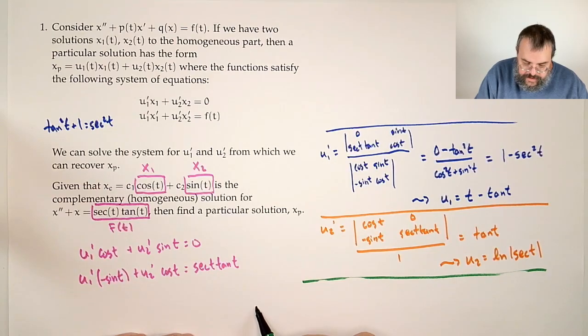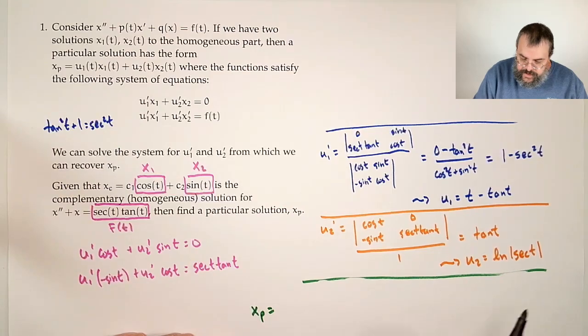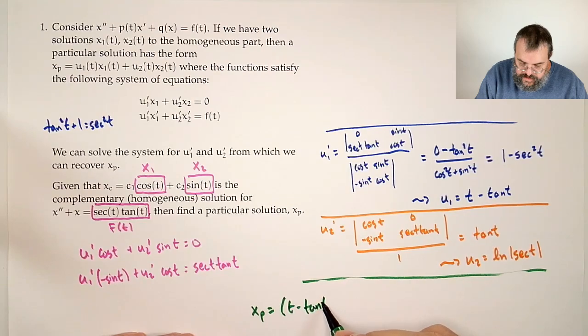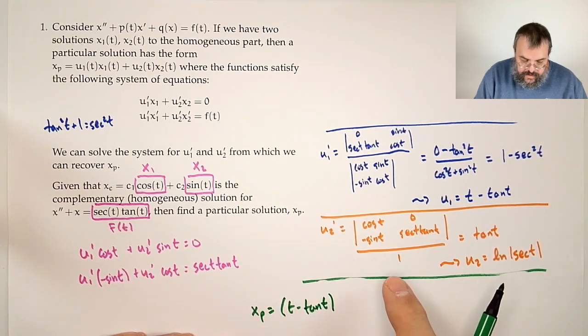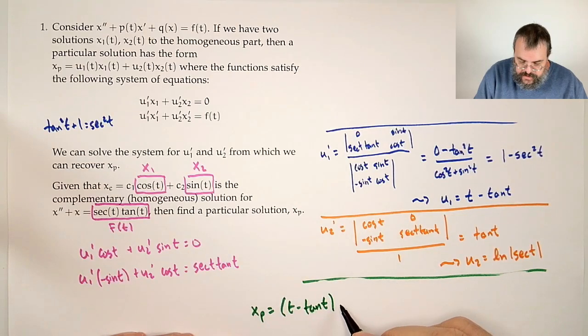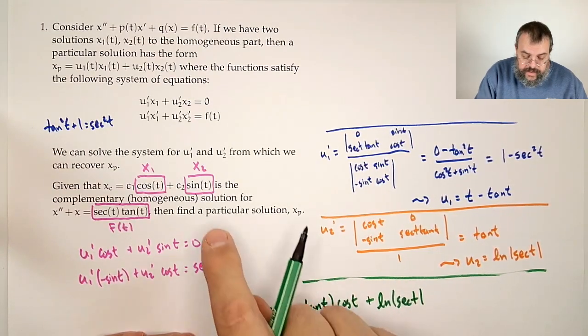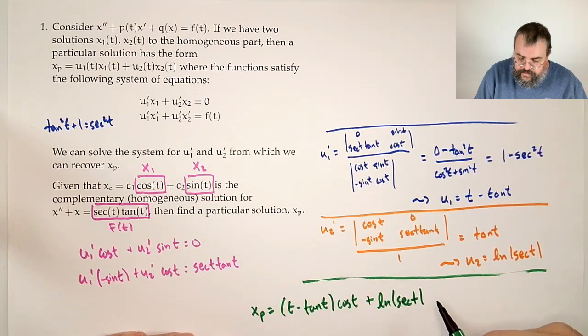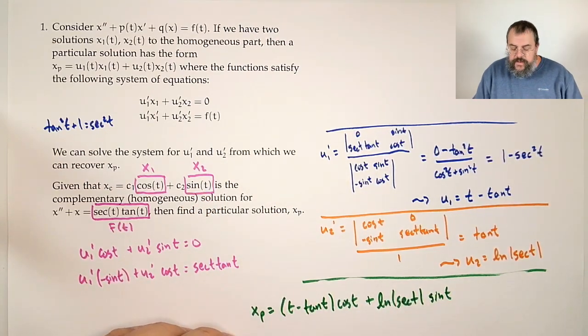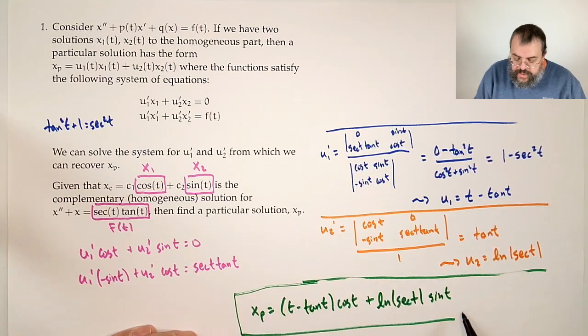So our xp will be, and just read off, it's u1 times x1, right? So u1, t minus tangent t, times our x1, which is cosine of t, and then plus our u2, natural log of secant, times our x2, and our x2 is sine. And there we go. That is a correct answer.